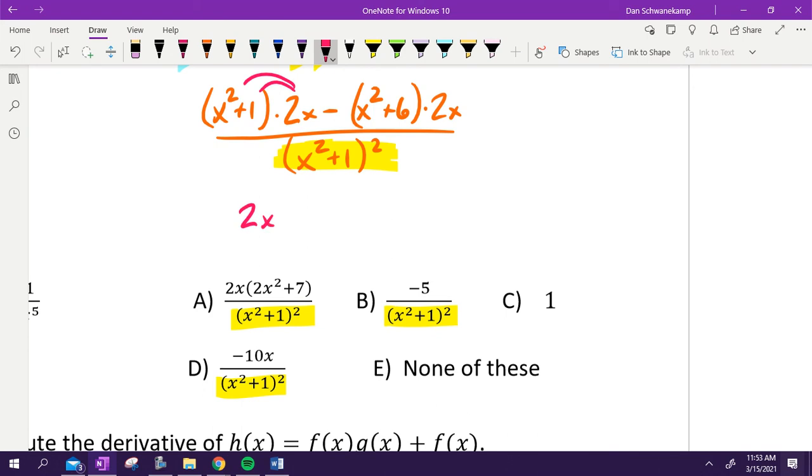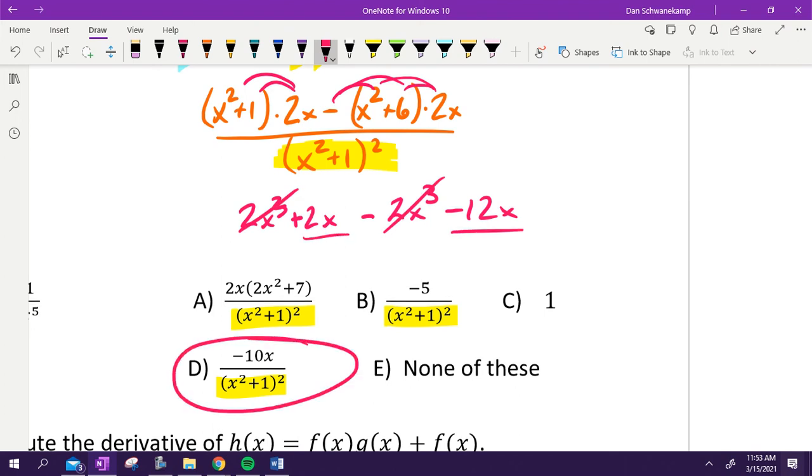If I distribute there, it's going to be 2x cubed plus 2x. And if I distribute here, I have to distribute that negative sign in there as well. Negative 2x cubed minus 12x. Those two things are going to cancel. 2x minus 12x is going to get me negative 10x. Questions on 2?